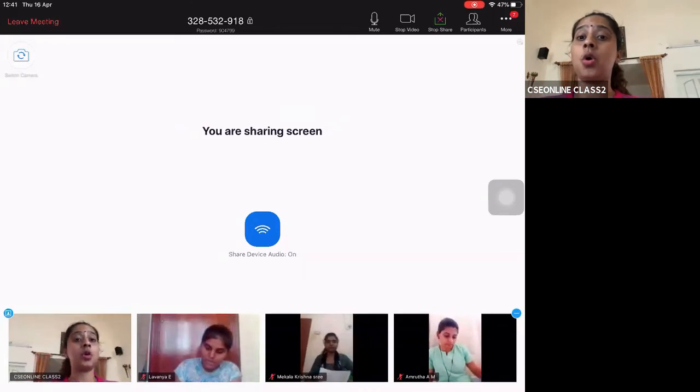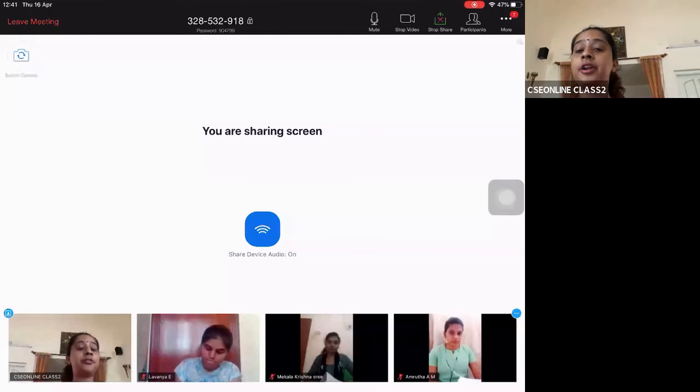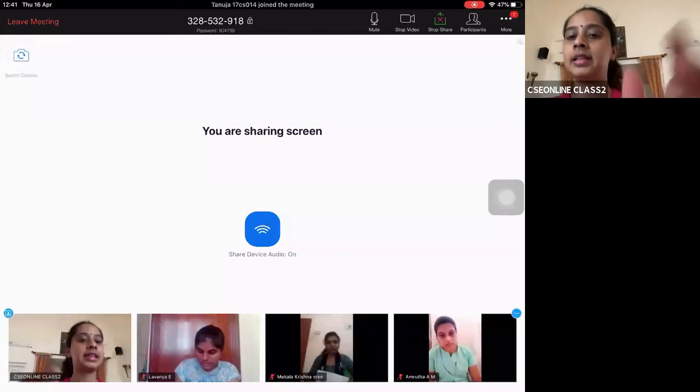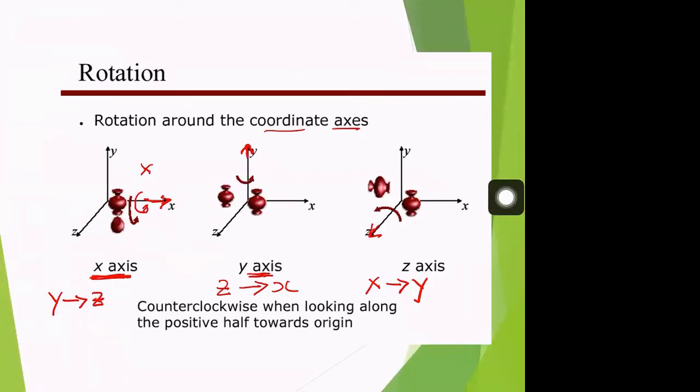Now we will go and see the calculation part. What will be the rotation? Now the rotation is happening about all the different axes, so that means my rotation formula changes with respect to the axis. So we will see the rotation formula now. We have understood that with respect to the x-axis it is y to z, and with respect to the y-axis it is z to x.